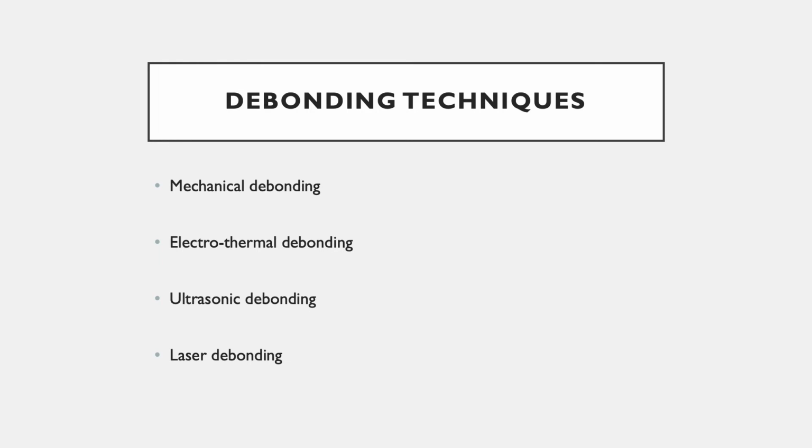The following other techniques can be used to debond ceramic braces. We can use a mechanical debonding technique. We can use burrs and sharp metal instruments to debond the ceramic braces. We can also use an electrothermal debonding technique, ultrasonic debonding technique, or laser debonding technique to remove the ceramic braces without fracturing enamel.